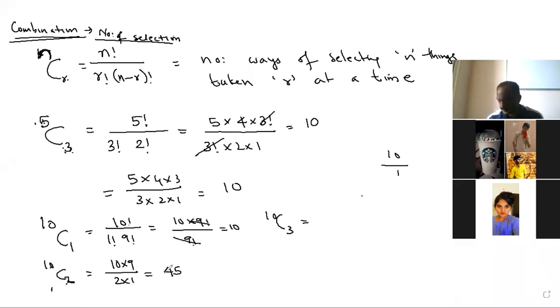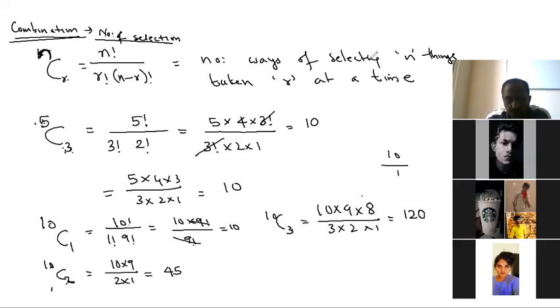Quickly, 10C3, shortcut method. Write how many numbers? Three numbers starting from 10, and write three numbers starting from 3. The answer is 120, yes, Kevin. 120, sorry.